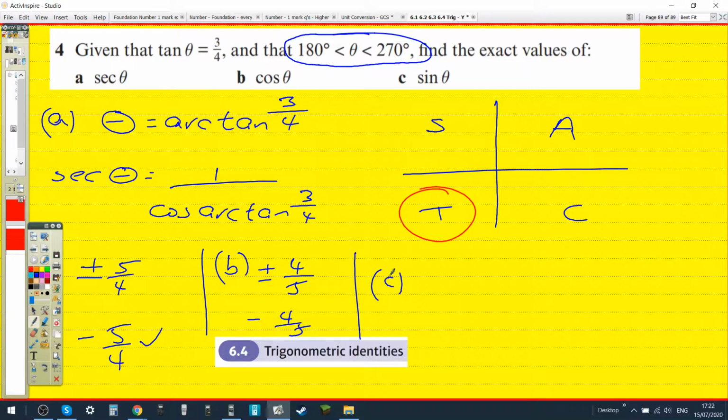And then sine answer is plus or minus 3 over 5. And that will be negative as well. Minus 3 over 5. Bonus question. Cot theta.